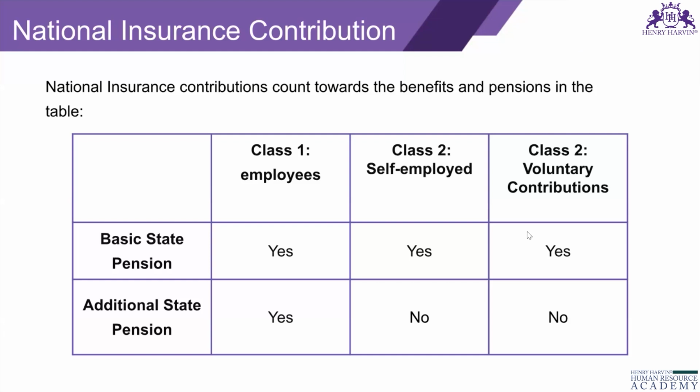Class 2, class 3 and class 4 don't get it. If someone is only contributing voluntarily for their entire lifetime, definitely they will not get additional state pension. They can get the basic state pension, but if for some period, maybe 15 years, they contributed class 1 and then 15 years voluntarily, in that case maybe they will be eligible for additional state pension, but only maybe. If someone has only contributed voluntary contributions, they will not get the additional state pension.